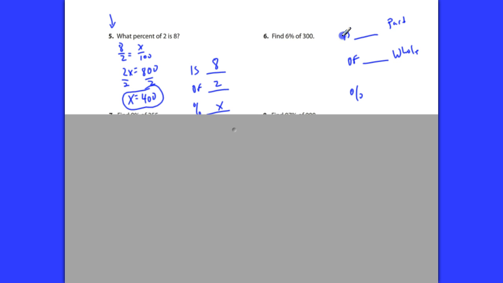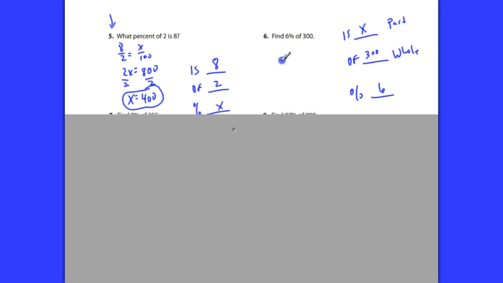All right, it says find 6%. Well, let's fill in what we know. 6%, obviously 6 is going to go there. Of is the whole, which goes right there. So this is the unknown. It says find 6% of 300. So you're trying to find a part of 300.